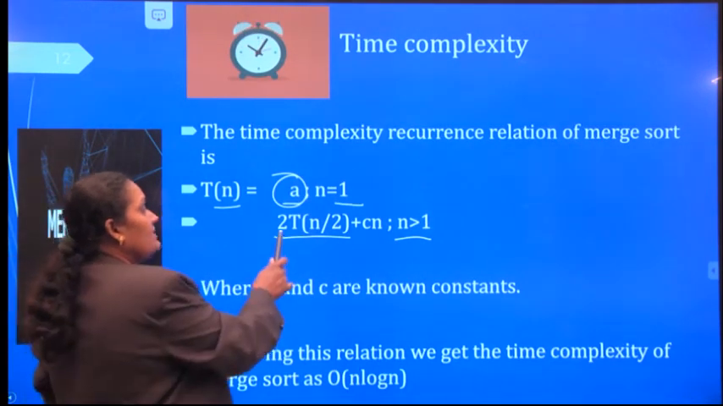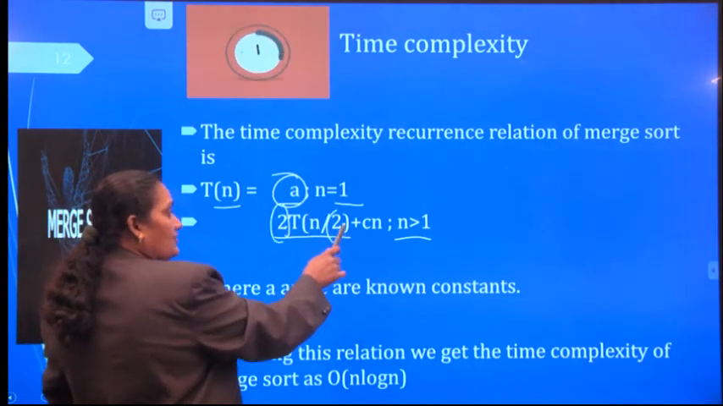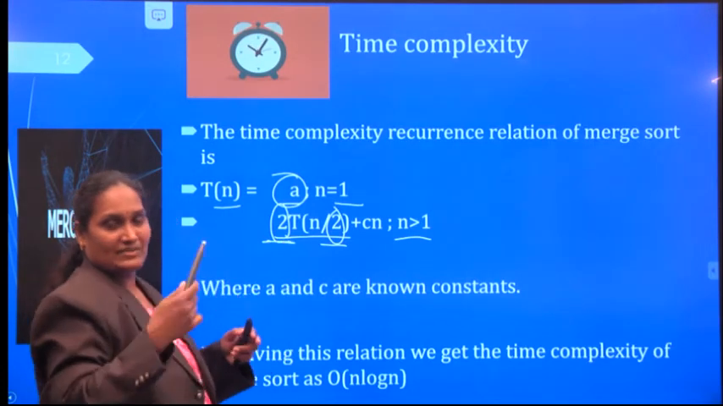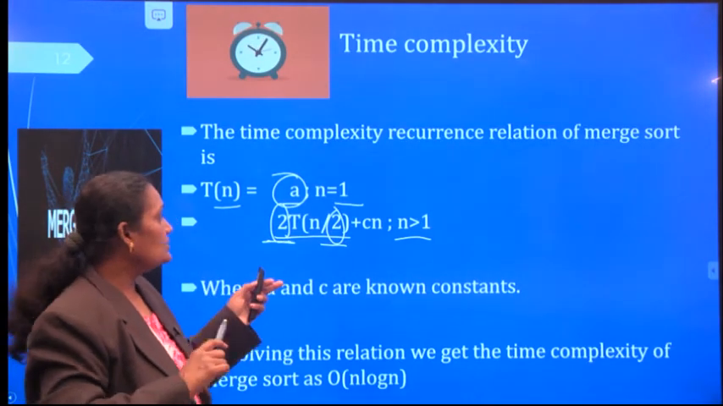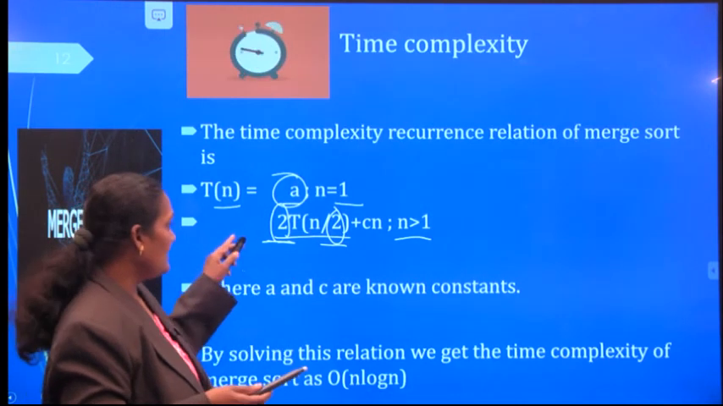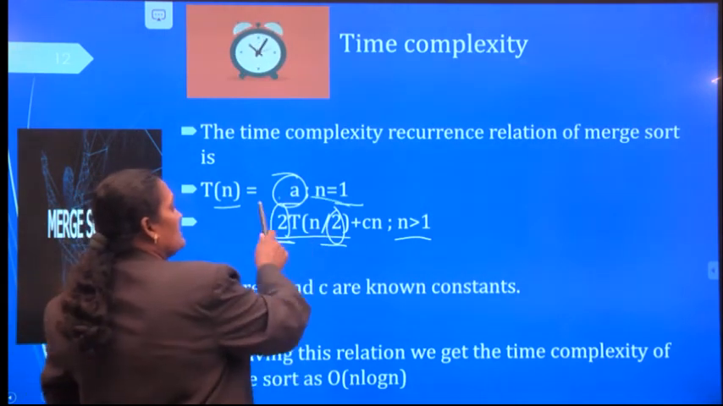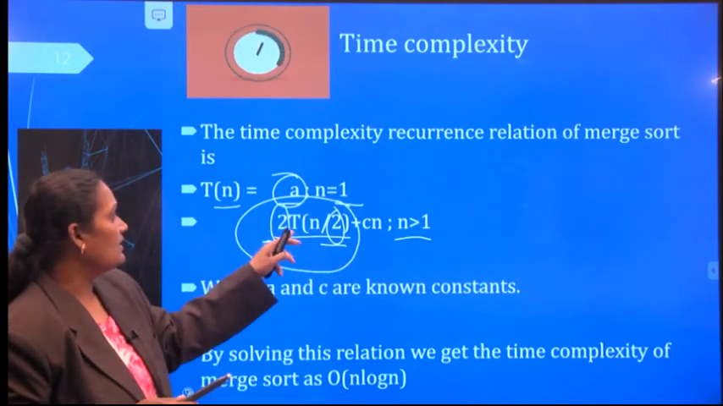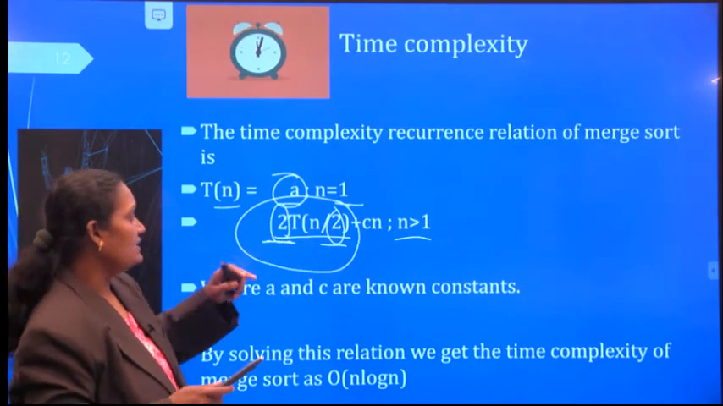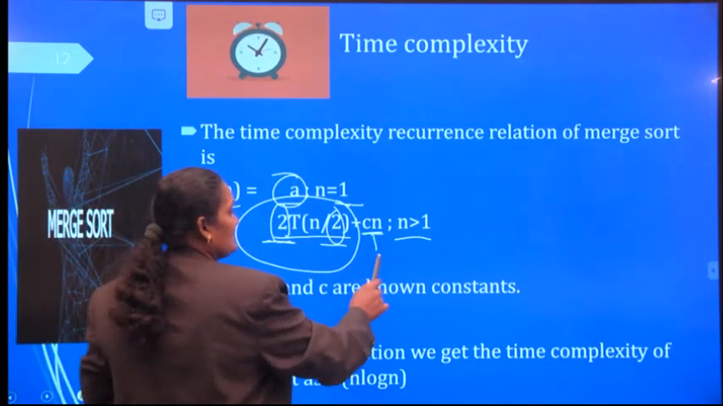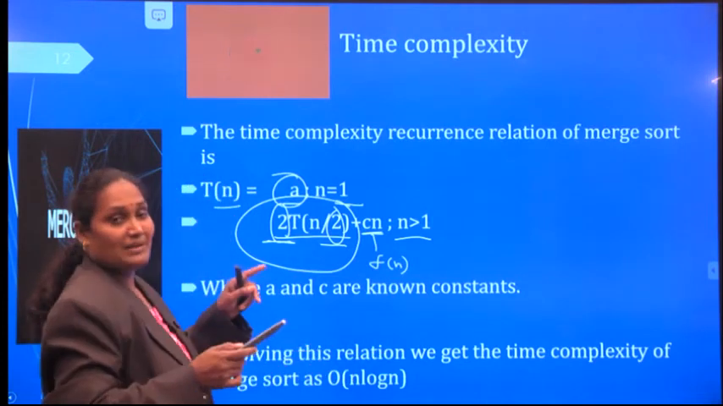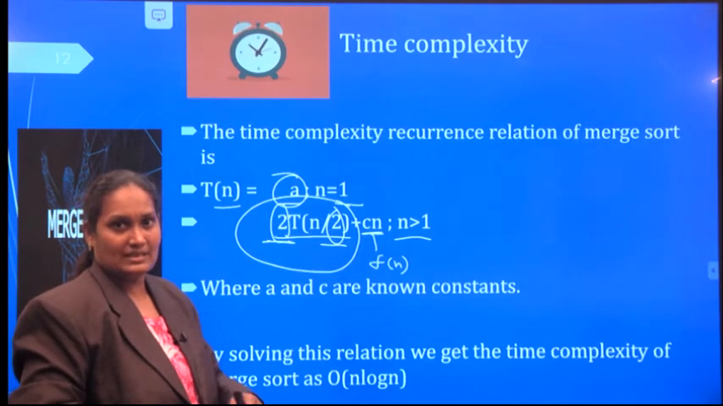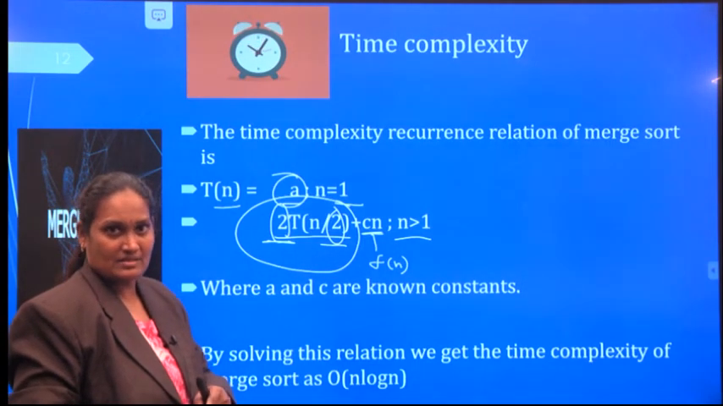That is why we are dividing the array in half. So b value becomes 2, which is the number of subproblems that we consider in further processing. All the 2 subproblems are considered. So a value becomes 2. For sorting the subarrays, we need a time complexity of 2 times T of n by 2. And here Cn is nothing but f of n, which is the time required to divide the array and to conquer, that is, to merge the sorted subarrays.